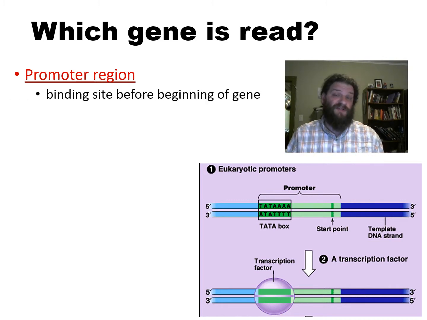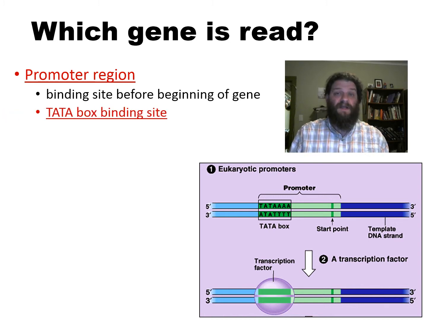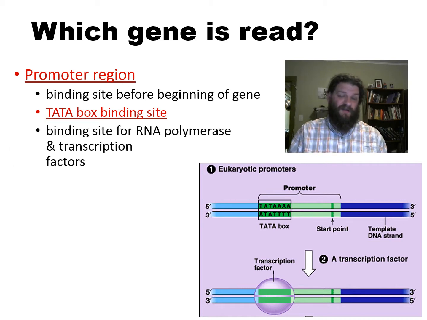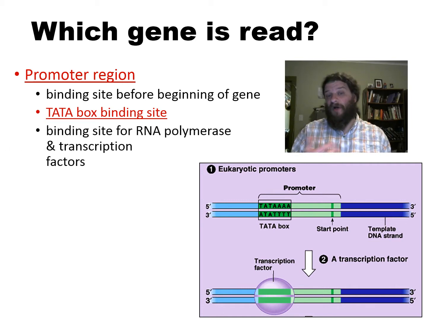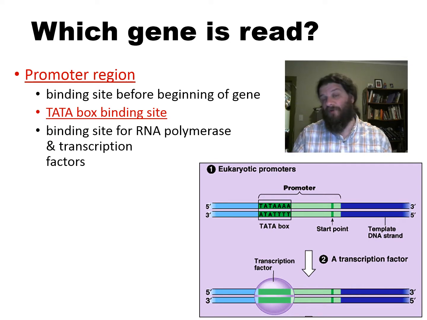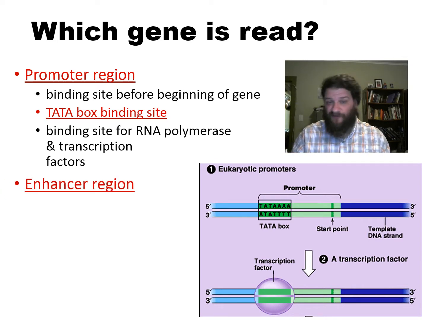There are promoter regions which come before the gene. The promoter region will also have what's called a TATA box at the beginning of it. It's part of what tells the enzymes that it is a promoter site. This is where RNA polymerases can bind and start to do their job, and there are other proteins involved that are going to allow the RNA polymerase to do its job, called transcription factors.